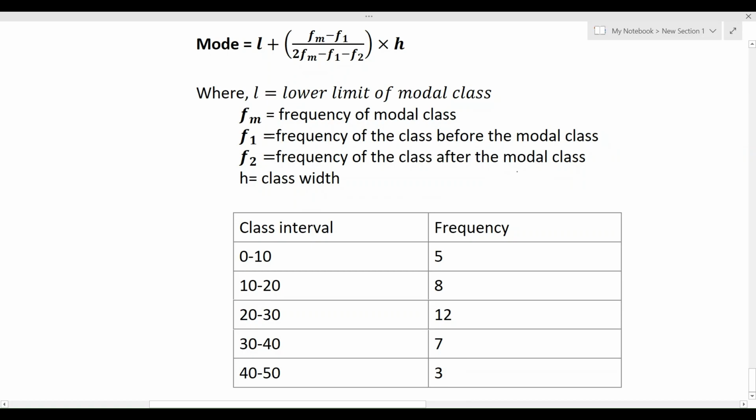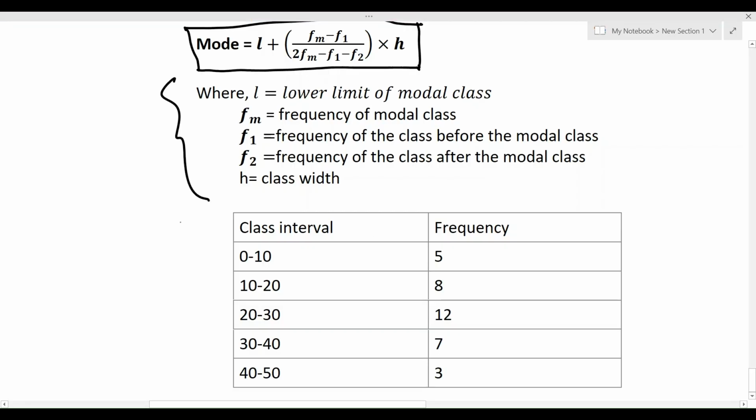So today we are going to learn how to calculate mode for grouped data. In my previous videos I have discussed how to calculate mean and median for grouped data. You can check it out from the link in the description box. Here we can see the formula of mode for grouped data. This is the formula, and in the below part you can see the description of the formula.